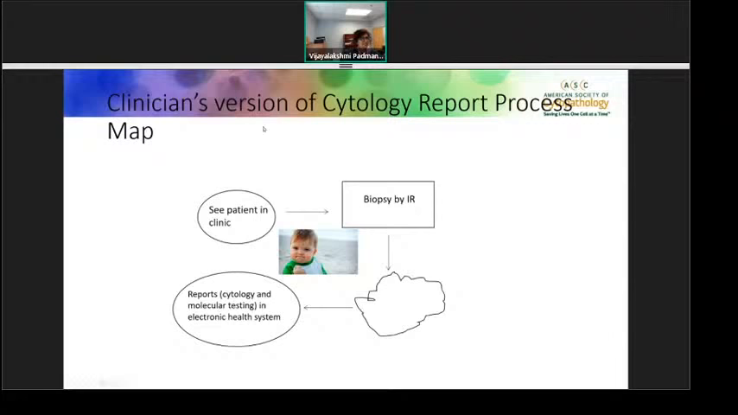So this is the clinician's version of the process map. I see my patient, I do the biopsy, or I send the patient to IR, IR does the biopsy, something happens and I find the result. That's pretty much what they need, right?